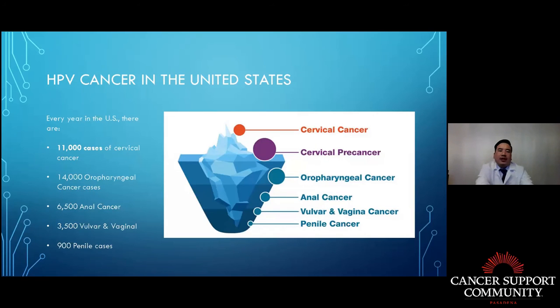So this is looking at HPV cancer in the U.S. Every year in the U.S., there are about 11,000 cases of cervical cancer, 14,000 cases of oropharyngeal cancer. And on the lesser side, about 6,500 cases of anal cancer, 3,500 cases of vulvar and vaginal cancers, and 900 cases of penile cancers. So it really causes a whole host of diseases.